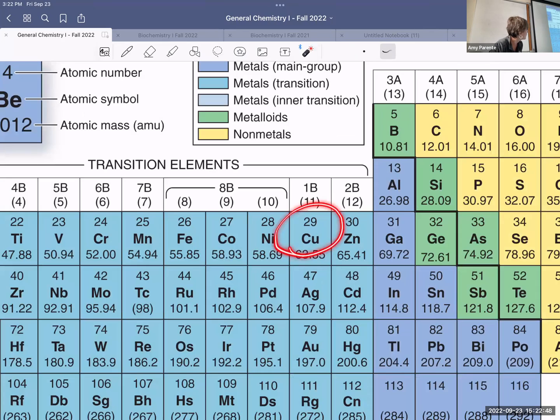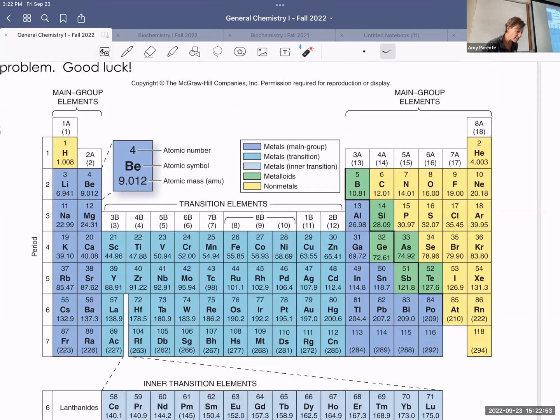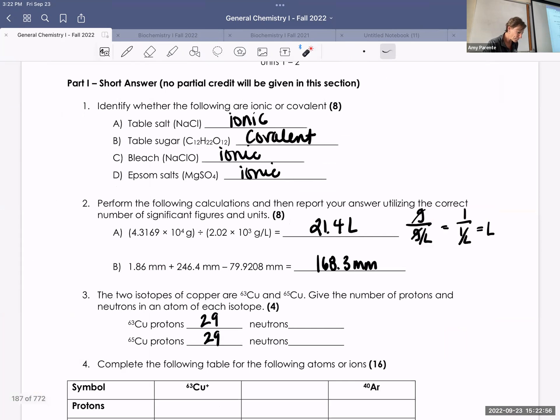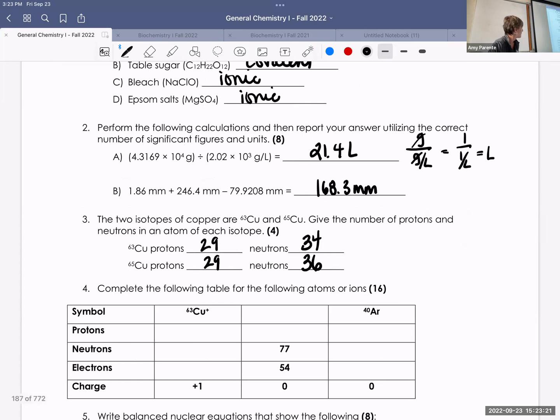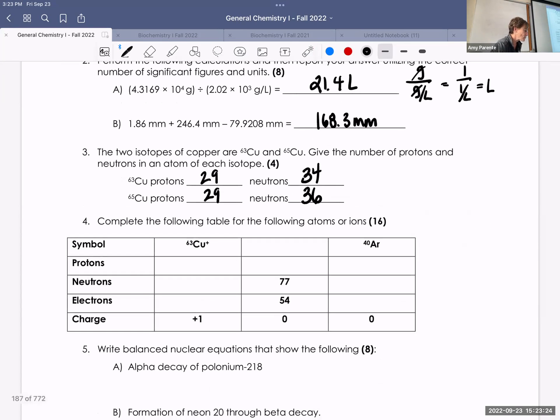So copper is atomic number 29. And so we're going to use that information in terms of the number of protons. The atomic number is the number of protons. And then for the neutrons, it's going to be the difference between the mass number and the number of protons. So for copper 63, it's going to be 63 minus 29, which is 34. And then copper 65 has 2 more neutrons, so that's going to be 36. Everybody good?